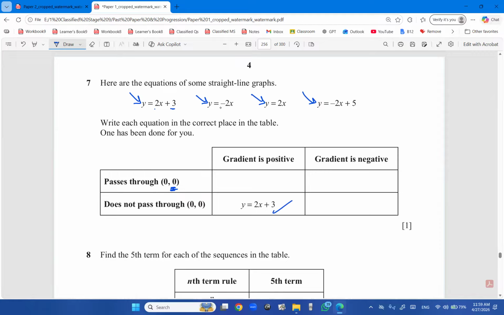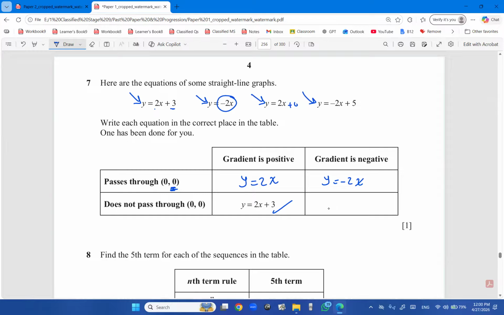While the next one is a negative gradient. -2 is a negative gradient, and it passes through 0, 0 because the y-intercept is 0. So it is y equals -2x. It has a negative gradient and it goes through 0, 0 because the y-intercept is 0. Positive gradient, y equals 2x, and I put it here in front of passes through 0, 0 because the y-intercept is 0.